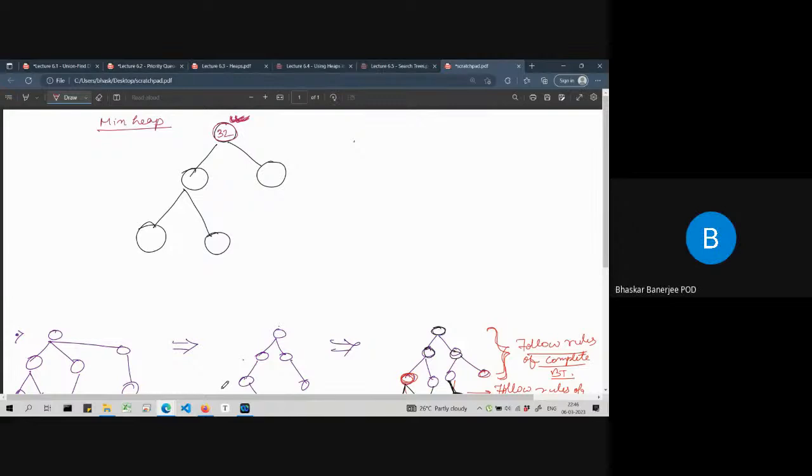Okay, fine. So let's say I put 32 at the root node, the top node. Min heap says any children would be larger, so the parent value must be smaller than the child value. That's the property of min heap.